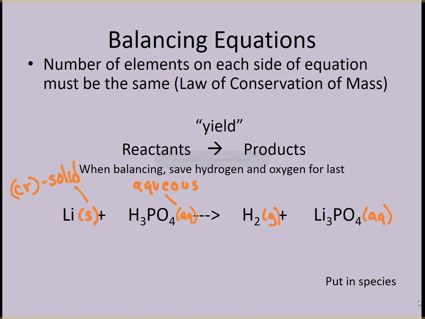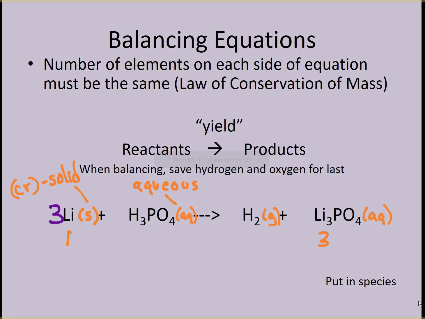The first thing you should know with balancing equations is to save oxygen and hydrogen for last, because they tend to be the most difficult because they can appear in a chemical reaction several times. So I'm just going to start with lithium. I have lithium on the left-hand side. I have one of them, and there's three over here. So I am going to put a big 3 in front.